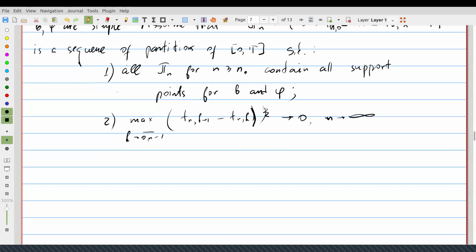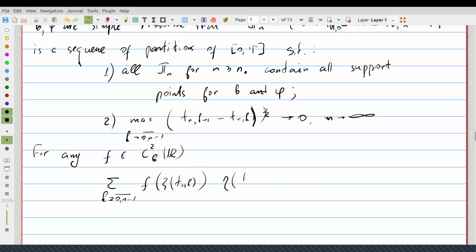If the first one doesn't hold, you can augment partitions, but it's easier to just assume it immediately. Now, for any f which lives here, that is bounded with bounded derivatives. So derivatives are also bounded. We have such nice convergence: psi(t_nk) multiplied by eta(t_{n,k+1}) minus eta(t_nk).